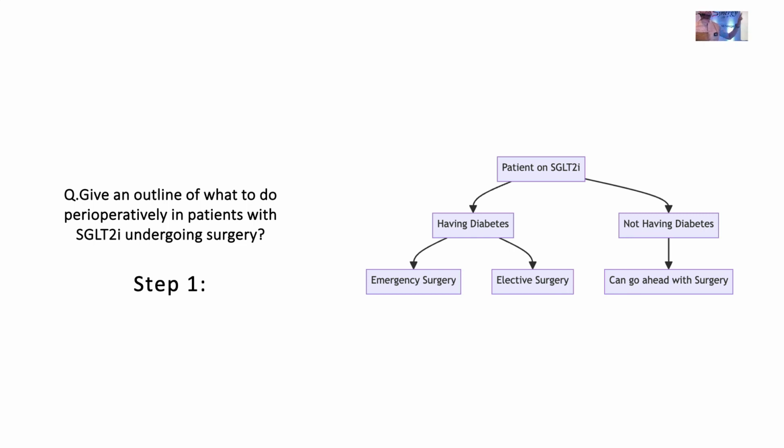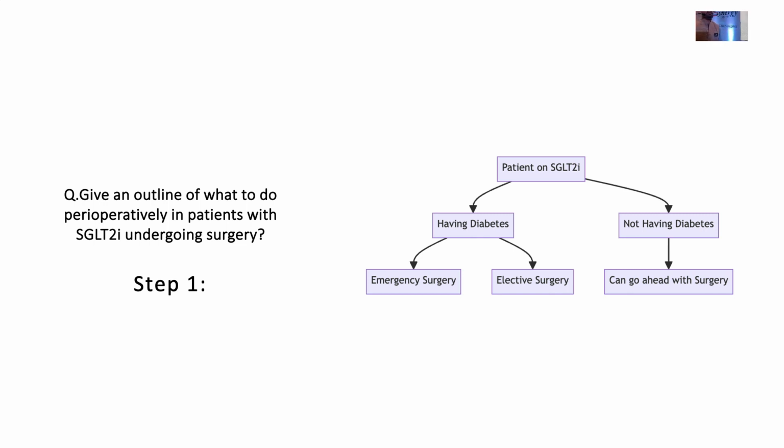But interestingly and thankfully, in patients not having diabetes, there has been only one reported case of diabetic ketoacidosis. Mostly, if the patient is prescribed an SGLT2 inhibitor for other indications, you generally don't need to worry, and you can go ahead with surgery. So if it is a non-diabetic patient, it is fine. But again, be careful. Sometimes you could have a patient with diabetes that was not known, then you have to be careful.